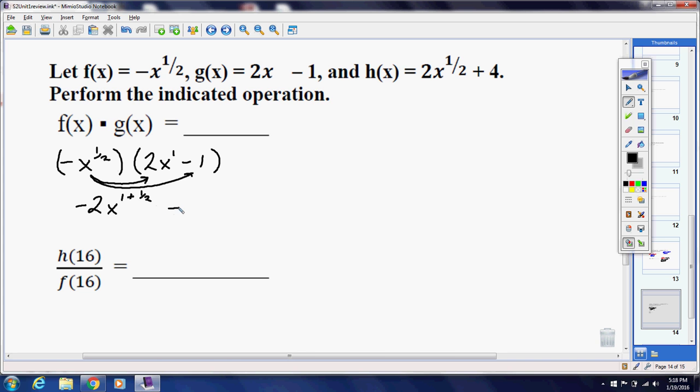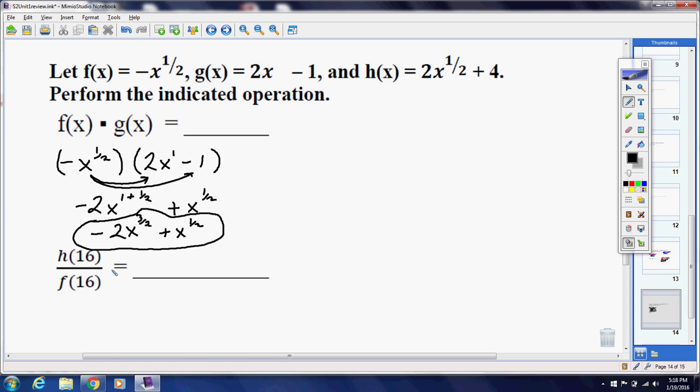And then we subtract negative x squared times a negative 1. So negative times a negative makes a positive x to the 1/2. All right, so let's combine this right here. 1 plus 1/2 would make 3/2. So this is negative 2x to the 3 halves plus x to the 1/2. There's my answer right there. I'll separate that out.